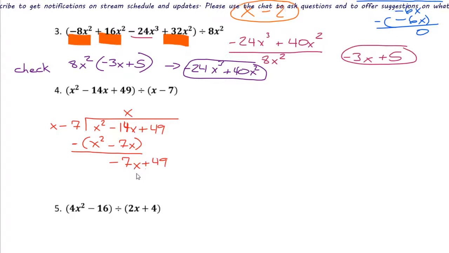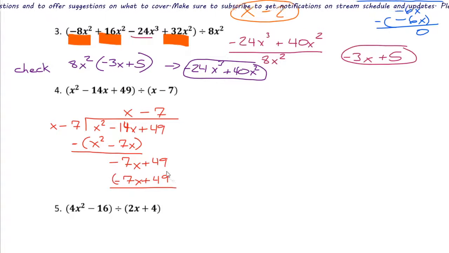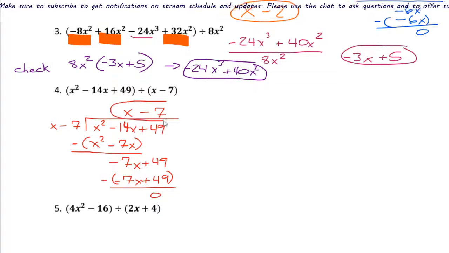Now we need to ask, what do I need to multiply x by to get to negative 7x? So we're going to multiply by negative 7. Negative 7 times x is going to be negative 7x. Negative 7 times negative 7 is going to be positive 49. We're going to subtract that. So these cancel. Negative 7 minus negative 7 is going to be 0. Positive 49 minus 49 is going to be 0. So we don't have a remainder. So our answer is x minus 7.